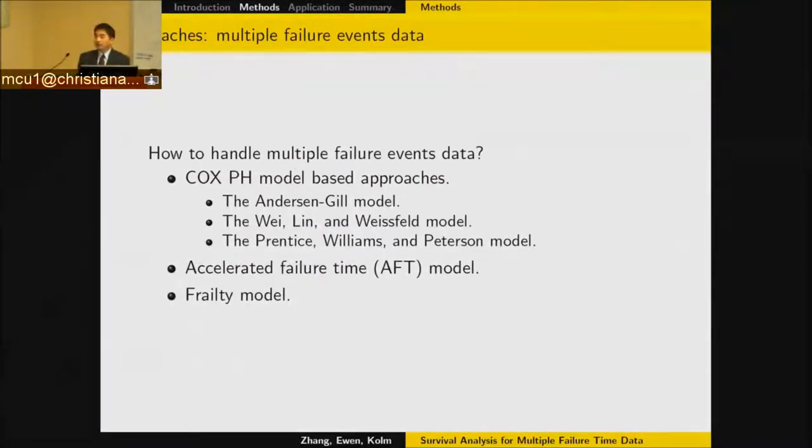Now, how can we handle multiple failure event data? In today's lecture, I will focus on the Cox model based upon three different approaches. One is called the Andersen-Gill model, another is the Wei-Lin-Weissfeld model, and the third is called the PWP model. In recent years, other methods have been developed to handle multiple events, like the accelerated failure time model. Also, we could use the competing risk model, which was reported by Paul. But today we'll just look at how to do survival analysis for multiple failure events.